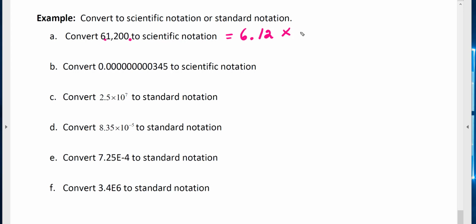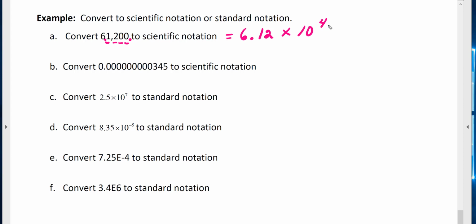Then we're going to write it times 10 to some power. That power indicates the number of places that we move the decimal. We move the decimal 1, 2, 3, 4 places. Since it's a large number and that is a small decimal number, the exponent will be a positive 4.